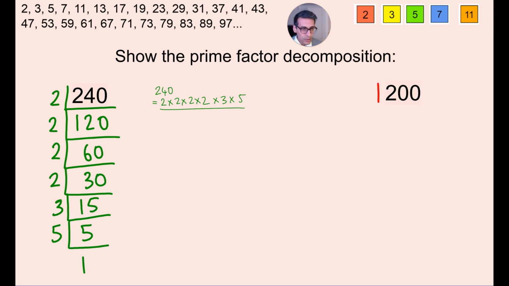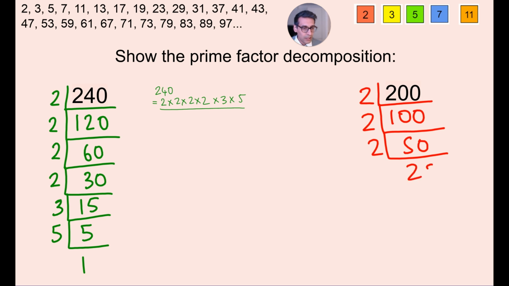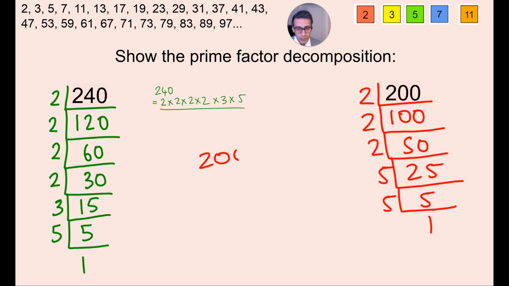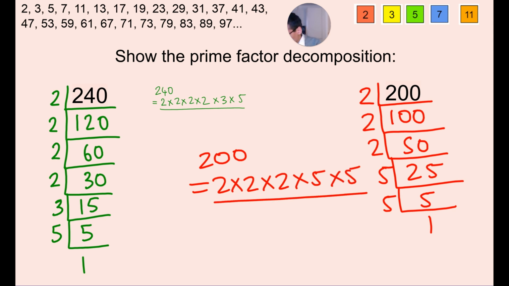So for 200, I hope you got the following. Divide by 2 is 100. Divide by 2 is 50. Divide by 2 is 25. Divide by 5 is 5. Divide by 5 is 1. So 200 is equal to 2 times 2 times 2 times 5 times 5. So that is how you can write 200 as a product of primes.